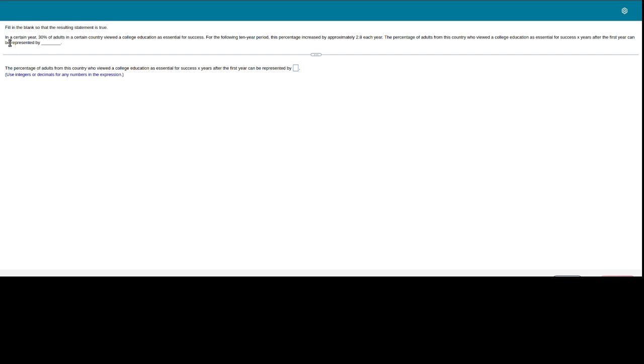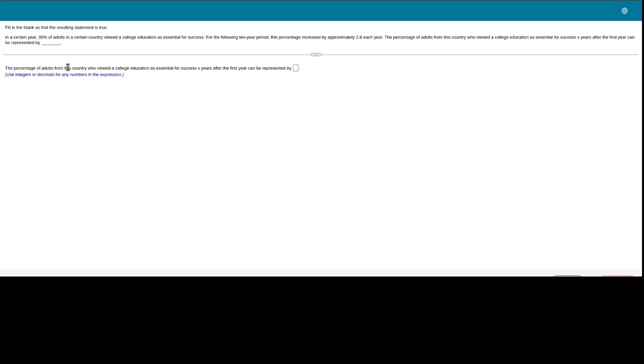So, in a certain year, 30% of adults in a certain country viewed a college education as essential for success. For the following 10-year period, this percentage increased approximately 2.8 each year. The percentage of adults from this country who viewed college education as essential for success X years after the first year can be represented by.